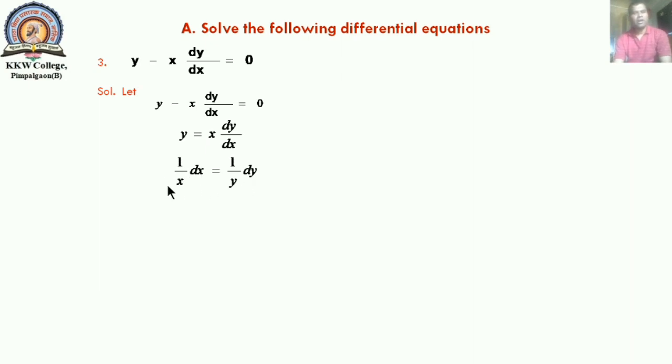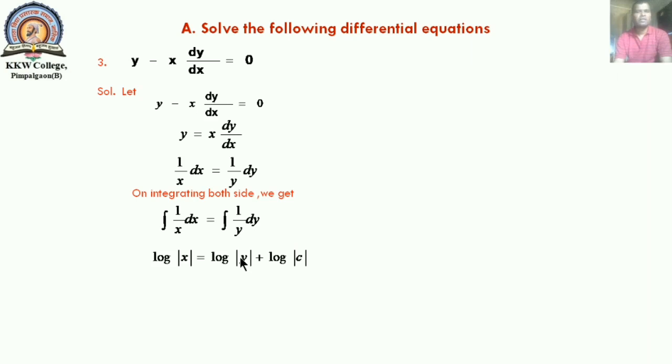Variables are separated. On integrating both sides, use the standard formula: integration of 1 upon x dx is log of x, and integration of 1 upon y dy is log of y. Take the constant of integration as log of c, for simplicity. Now log a plus log b is log of a into b. So log of mod of x is equal to log of c y. Taking the anti-log on both sides, you will get x is equal to c y, which is the general solution of the given differential equation.